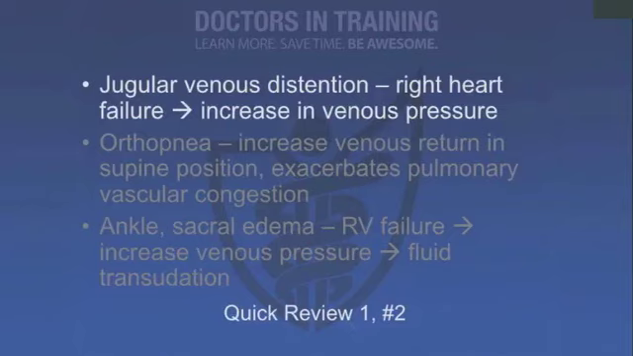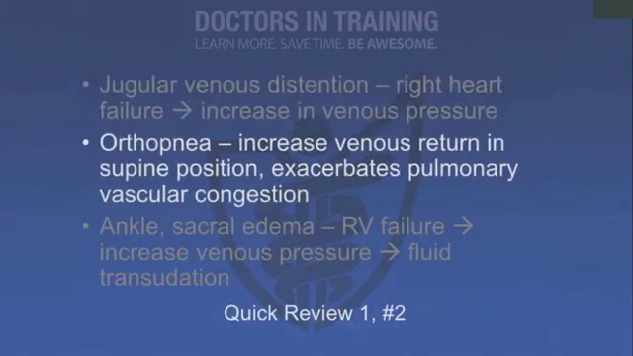Next question. We're talking a little bit more here on some of the pathophysiology. Match the following abnormalities with their causes. Jugular venous distension: that's going to be right heart failure, which we just talked about before, and it's increased venous pressure. Orthopnea matches with increased venous return in the supine position, which exacerbates pulmonary vascular congestion.